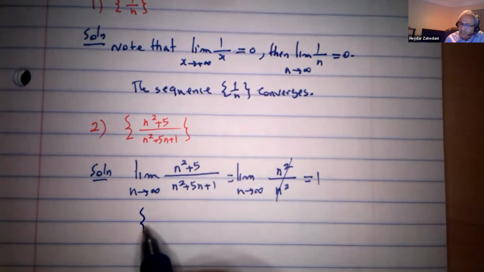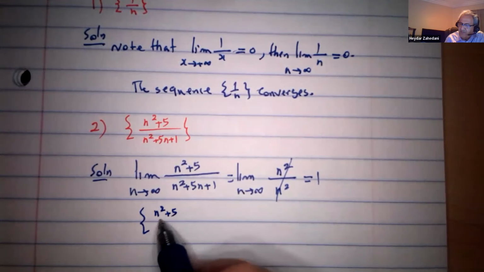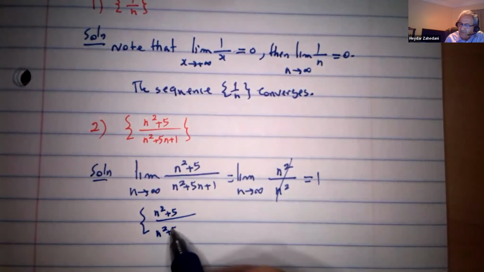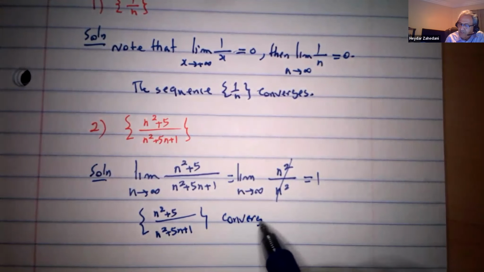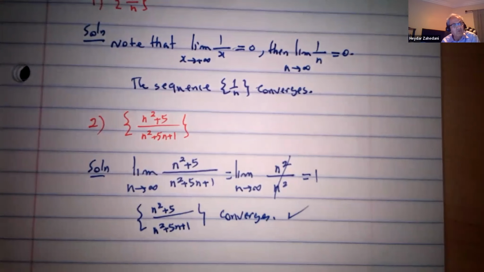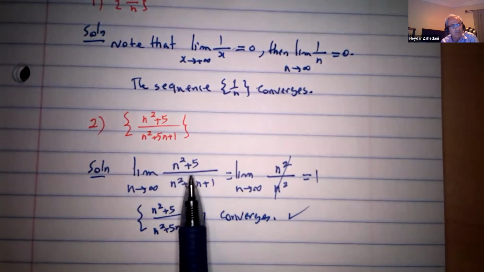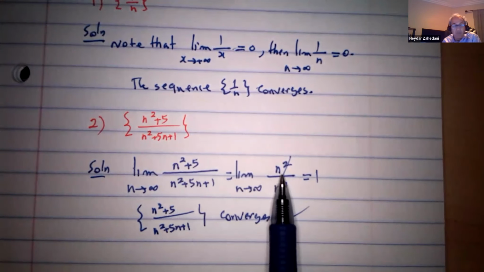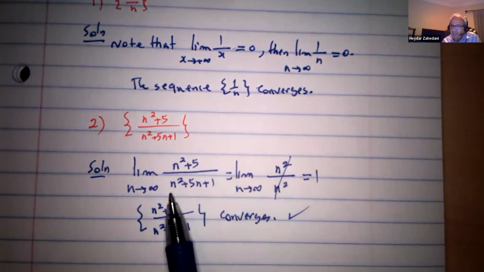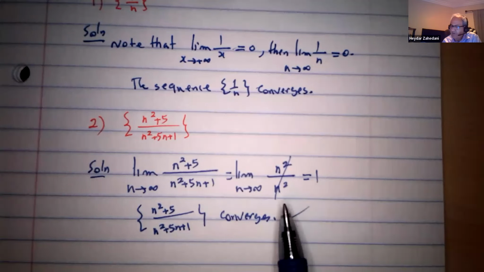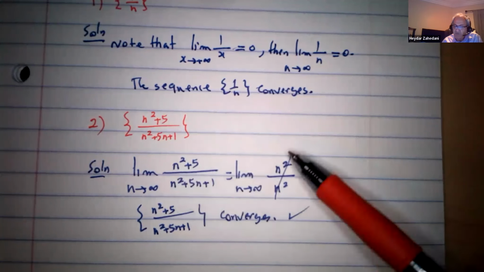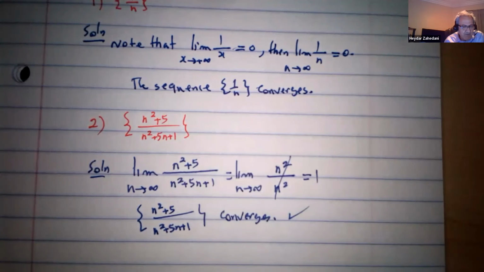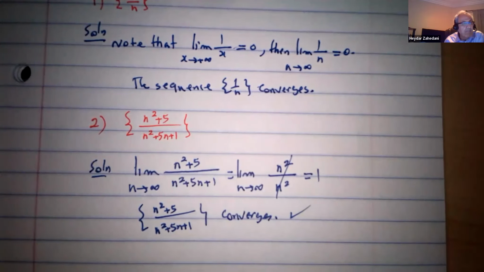So this means that the sequence n squared plus 5 over n squared plus 5n plus 1 converges. When n goes to infinity, the limit of n squared plus 5 is the same as the limit of n squared, and the bottom one is the same thing. From calculus 1, to find the limit, you just take the coefficients of the top and the bottom. So 1 over 1 would be 1. So that is one case.